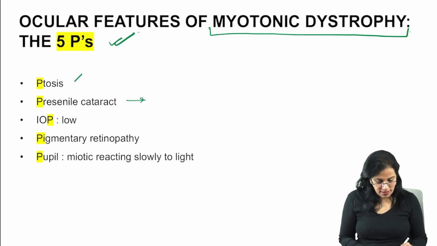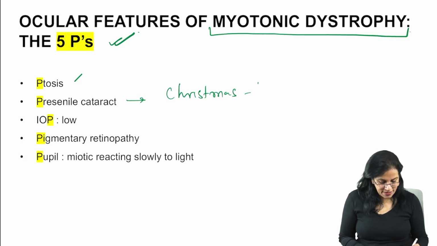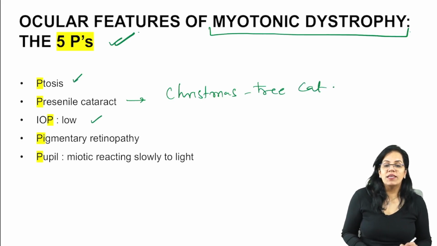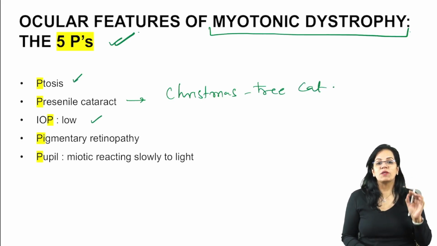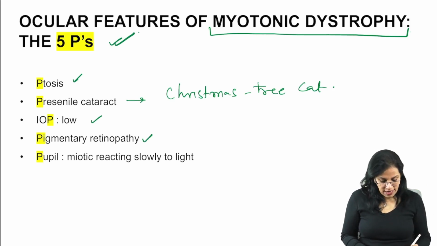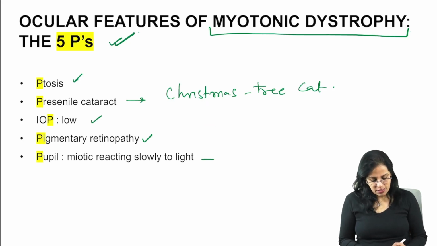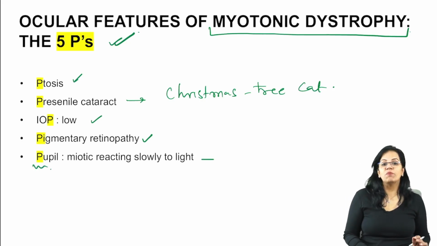Which one is this one? We have learnt already, we are talking about Christmas tree cataract. So pre-senile or Christmas tree cataract. Intraocular pressures are generally found to be low. Pigmentary retinopathy, the same salt and pepper like picture, and miotic pupil which is reacting slowly to light. So these are the ptosis, pre-senile, pressure, pigmentary retinopathy and pupil. These are the 5 P's of myotonic dystrophy that you will learn.